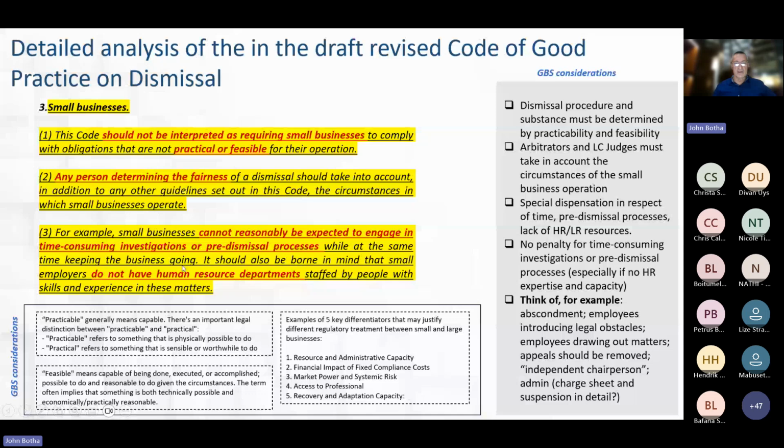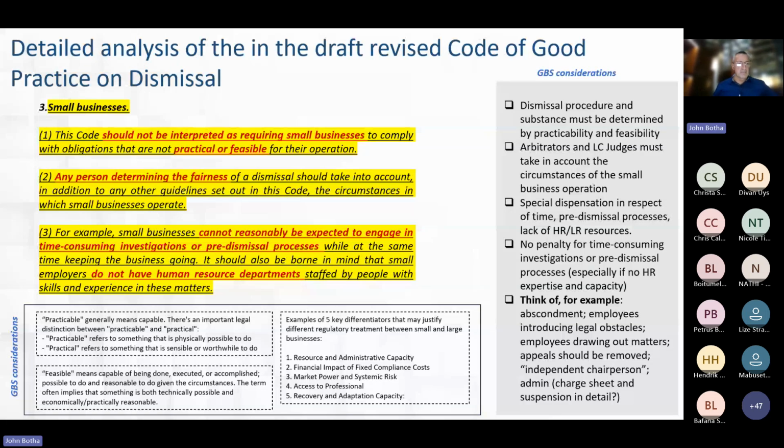It should also be kept in mind that small employers generally do not have human resources departments that are staffed by people with the legal skills and experience in these matters. So I hope that you're starting to get a picture of where the code is going.